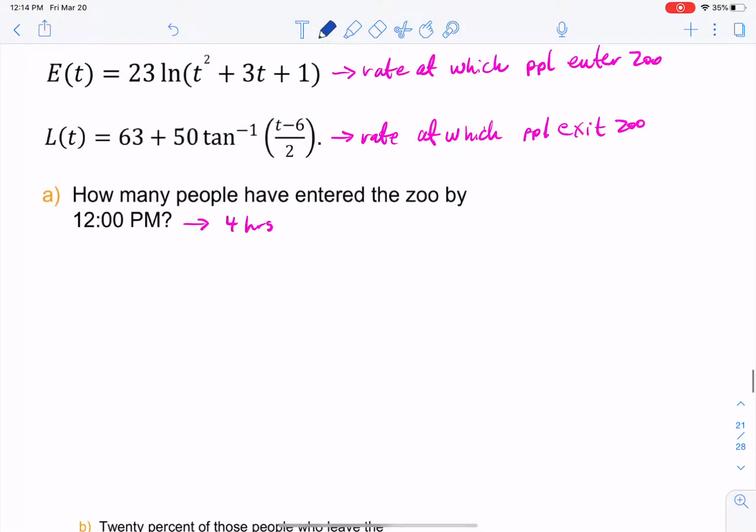We want to write a definite integral. We don't have an initial value. Our initial value is 0. There was nobody in the zoo. From 0 to 4 of our rate of change equation, which is E of t dt. And then it turns into a calculator problem.